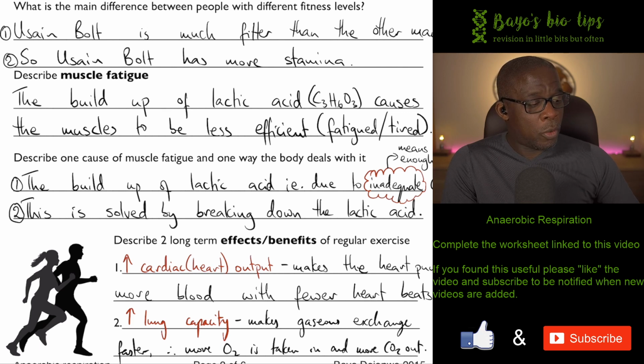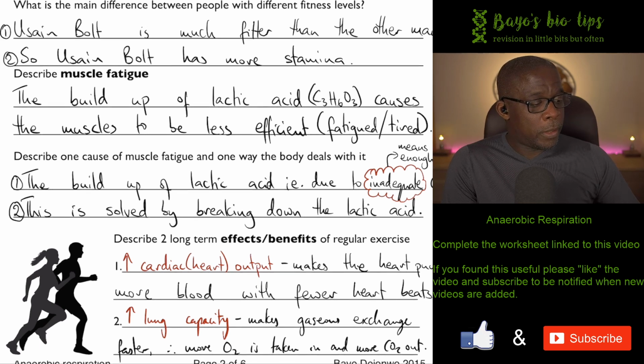So how does your body deal with that problem? It deals with the problem by getting rid of the lactic acid. If lactic acid is a problem, then getting rid of it will solve it. So you need to break down the lactic acid, basically clear it out of the muscles, and then you end up with the muscle fatigue being solved.